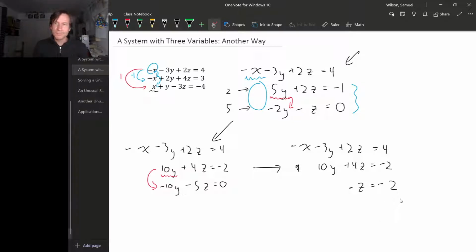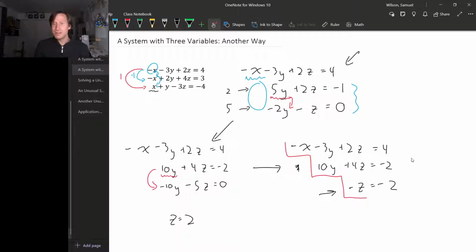All right. Now at this point, we have this sort of staircase pattern, right? And this is really what we're looking for. When you have this staircase pattern in your system of equations, you're set up to finish solving in a really straightforward way. If you look at this last equation, that tells us that z is 2.